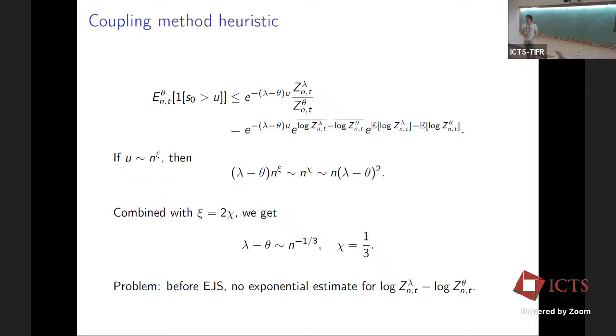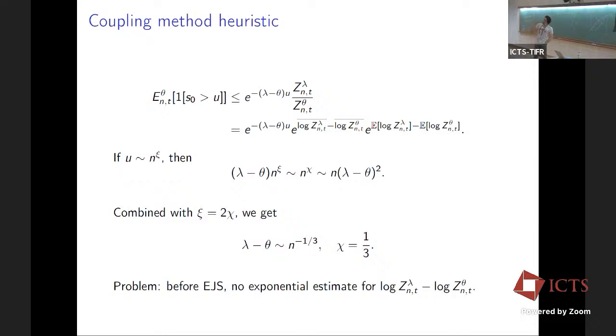The reason why people were not presenting it like this is because you could not make this work until now. You could not make this work because we did not know how to control log of Z_{n,t}(theta) minus log of Z_{n,t}(lambda), on an exponential scale. But thanks to this Rains identity that was rediscovered, whenever I say EJS it is Emrah, Janjigian, and Seppäläinen, we now know how to control this. Okay, and so there's some hope of making this work.